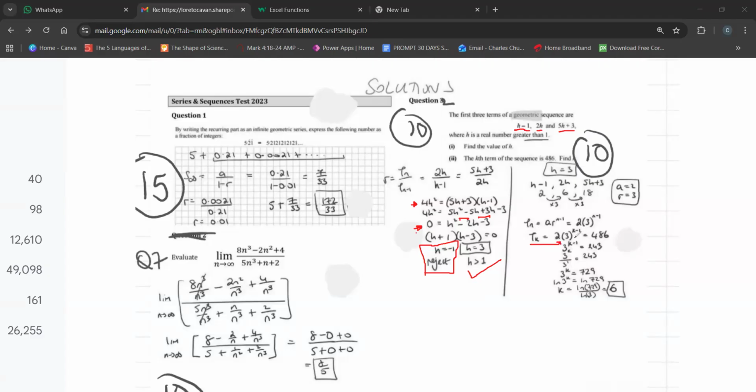Now, our job is to find k. So we will just say 2 times 3 raised to the power of k minus 1 equals 486. That is the term itself. Now, I don't know whether you noticed something. The power k minus 1 is only on the number 3. It doesn't include 2. That's why the 3 is in the bracket, and then you have the k minus 1 there.